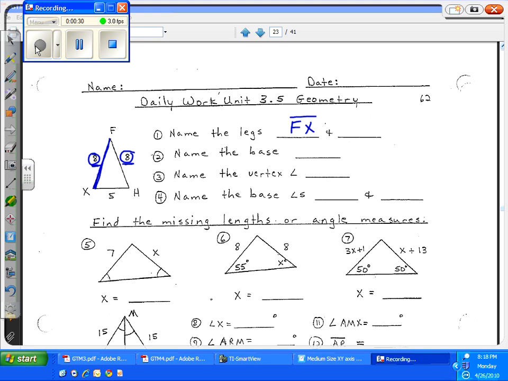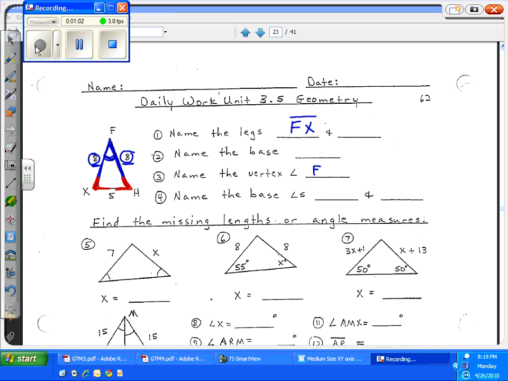The third side is called the base. The vertex angle is the angle included between the legs. And so the vertex angle would be this angle up here. You can name it angle F because it is the vertex of only one angle. And the angles at the base are called the base angles.